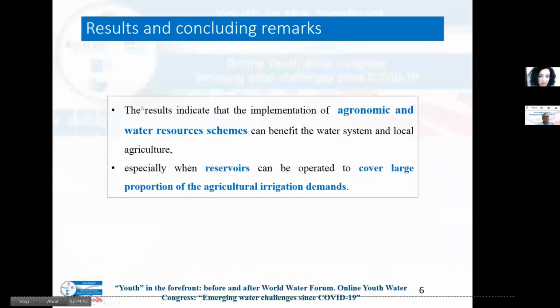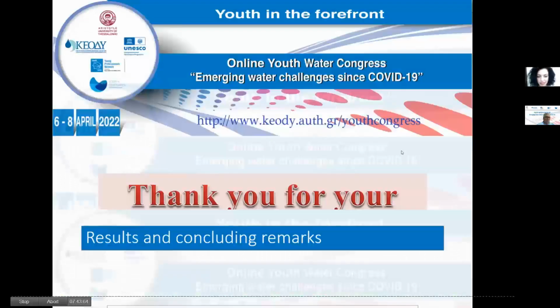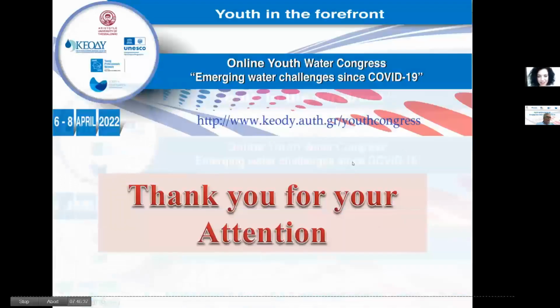And lastly, the results indicate that the implementation of agronomic and water resources schemes can benefit the water system and local agriculture, especially when the reservoirs can be operated to cover a large proportion of the agricultural irrigation demands. Thank you for your attention.